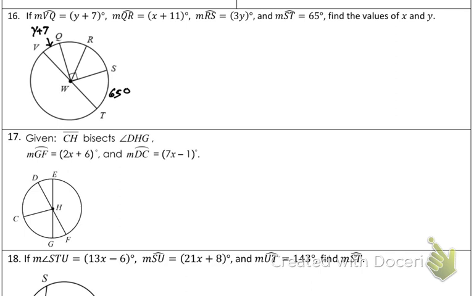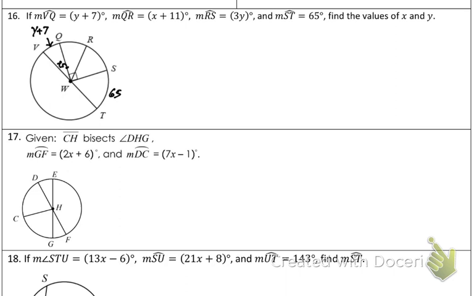If this is 65 degrees, and this right here is 90 degrees because we do have that central angle, 65 plus 90 is 155, which is going to leave 25 degrees right here. I'm going to go ahead and erase this real quick, and I'm going to put that as the central angle because it keeps it a little neater.